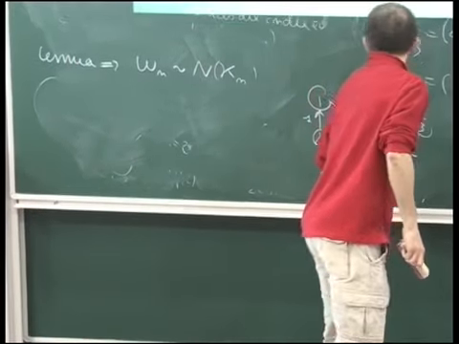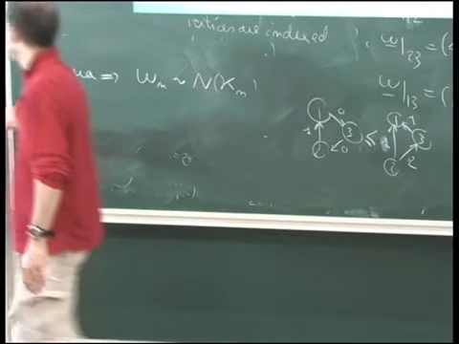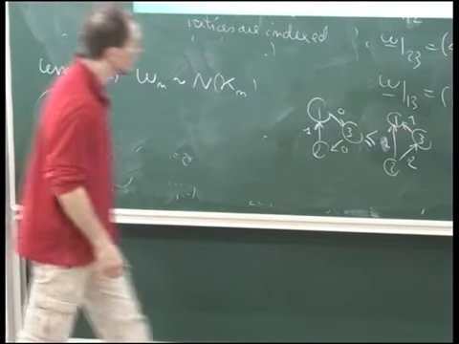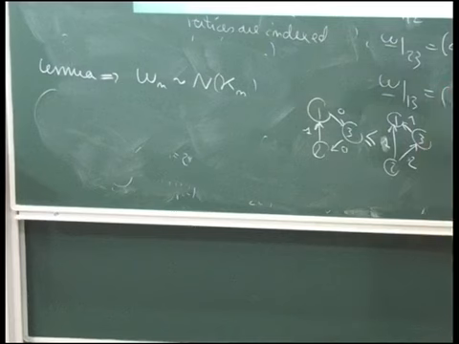and so to prove... Is that the complete set of conditions you require? I thought you required a bit more. Sorry? But you've just got two conditions there. Yeah, that Wn is homotopy equivalent to the nerve of the Kn. Yeah. You need more conditions.